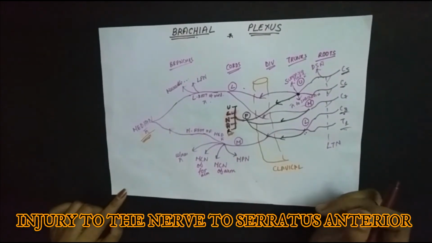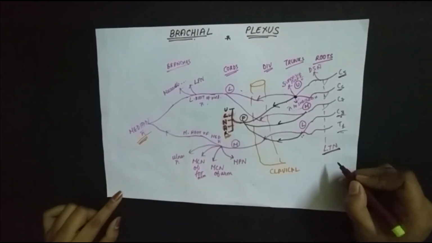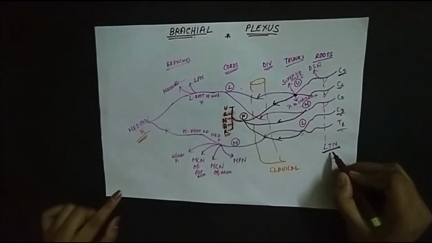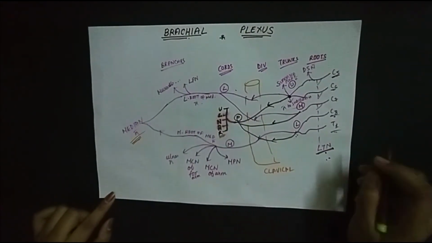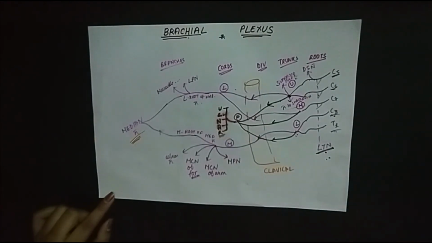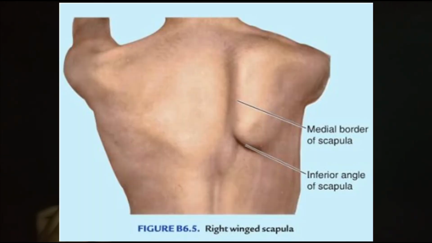So next, the clinical I will be talking about is injury to the nerve to serratus anterior, or the nerve of Bell. I have told you the long thoracic nerve is the nerve to the serratus anterior muscle. So if this nerve is injured, what will happen? Cause is sudden pressure on the shoulder from above, and number 2 is carrying a heavy load on the shoulder. Okay, so the deformity is winging of the scapula.